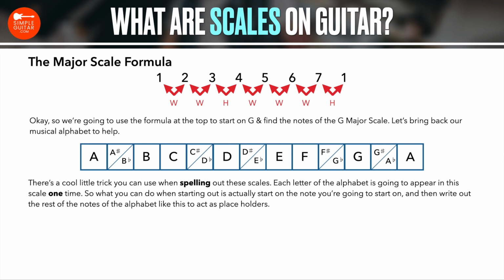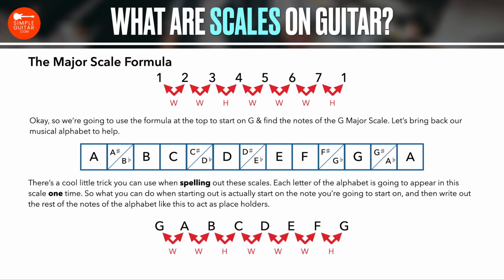That's not normal, especially in the major scale. Each letter of the alphabet will appear one time. We have 7 notes and we have 7 natural notes, and so we're going to use each of these only one time. So what you can do when starting out is actually start on the note you're going to start on and then write out the rest of the notes of the alphabet like this to act as placeholders. So I've got my G and then I have A, B, C, D, E, F, G.